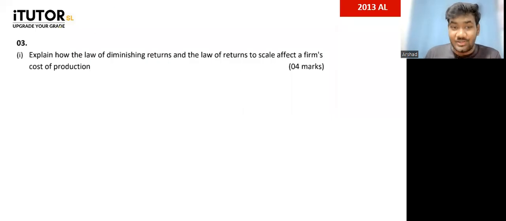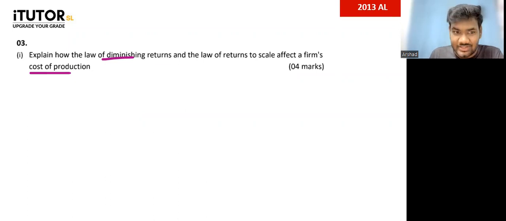So coming into the 2013 A-level, question number 3. Explain how the law of diminishing returns and the law of returns to scale affect the firm's cost of production. Do you see the first part of this was repeated in the 2012 paper? How the law of diminishing returns affects the cost of production? Yes, that is what the question was.